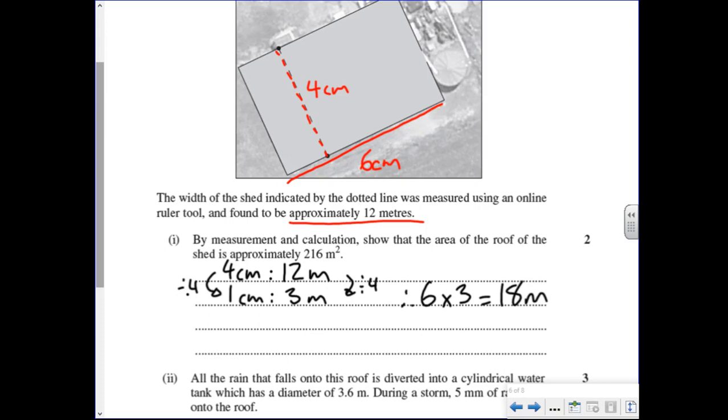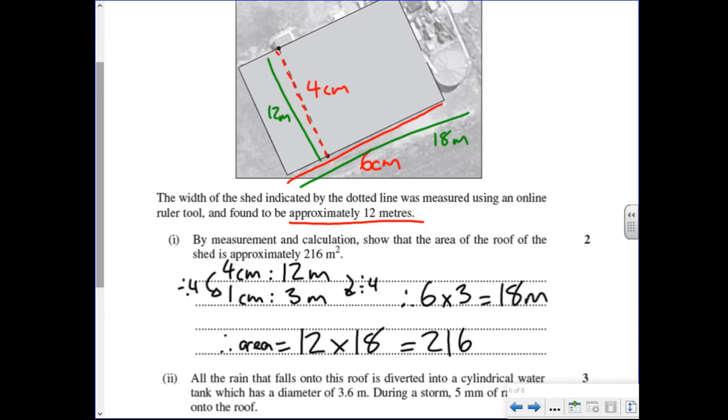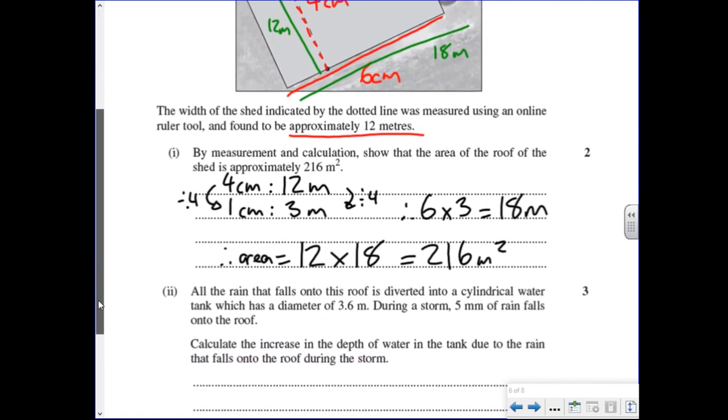So if I write this on here, I know that this is 12 meters, and I know that this is 18 meters. Now to find the rectangular area, we're just going to do length times height. So the area equals 12 times 18, which you can probably guess is 216 meters squared. Of course, these are approximations because this photo isn't perfect and our scale isn't perfect, but that's all we can really do.